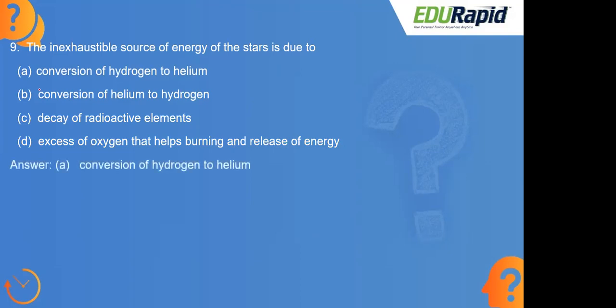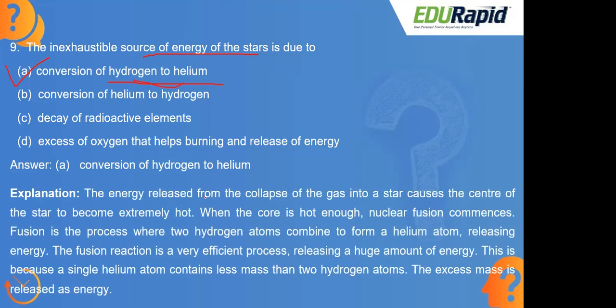Here, the right answer is option A, conversion of hydrogen to helium. The energy present in a star, for example the sun, we can take it as an example. The energy of the sun, that is the solar energy, is all because of the conversion of hydrogen present there into helium. It is a highly efficient process which can release a high amount of heat energy.